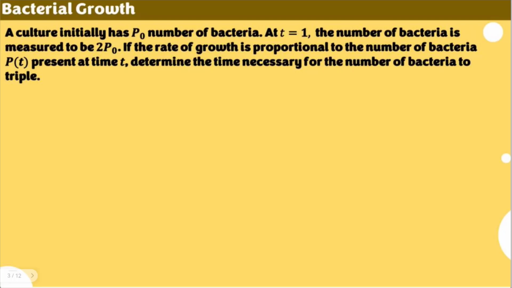We have here a culture that initially has P sub 0 number of bacteria. At T sub 1, the number of bacteria is measured to be twice P sub 0. If the rate of growth is proportional to the number of bacteria P sub t present at time t, determine the time necessary for the number of bacteria to triple.